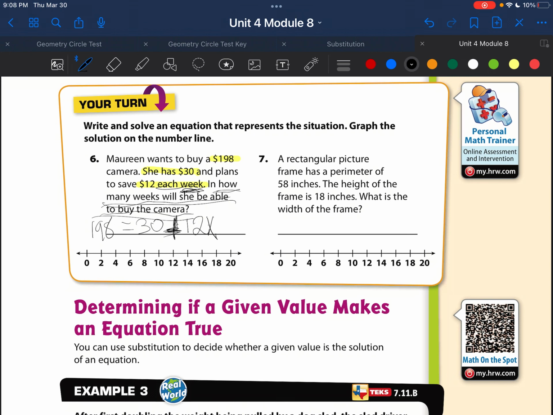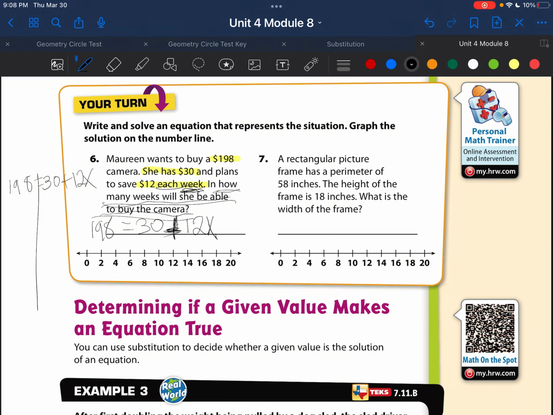These are kind of turning into multi-step problems. Don't be too dissuaded by those. They're not as scary as you think they are. So we're going to go ahead and solve for that. We have 198 equals 30 plus 12x. First thing I do, drawing my line.